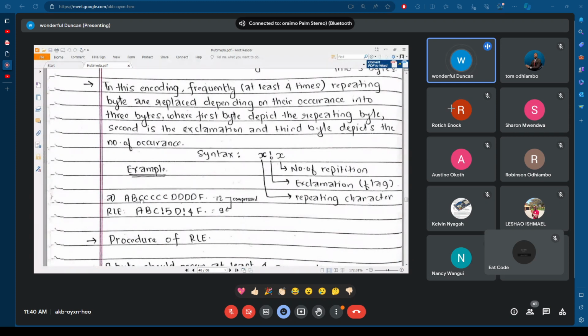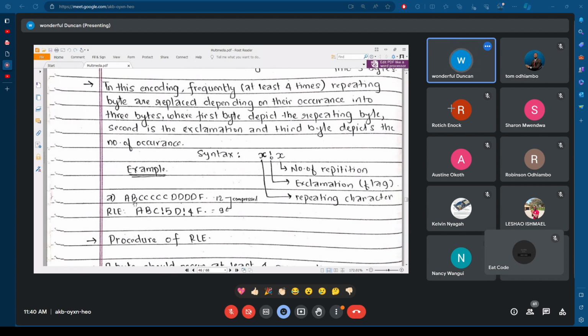Example, we have A, B, how many C's? 1, 2, 3, 4, 5. At least, these have passed 4, because we have said at least 4 times. Now C has repeated 5 times, 1, 2, 3, 4, 5. Then we have D 4 times, and we have F. So this one is uncompressed. Let us compress that, using run-length encoding.